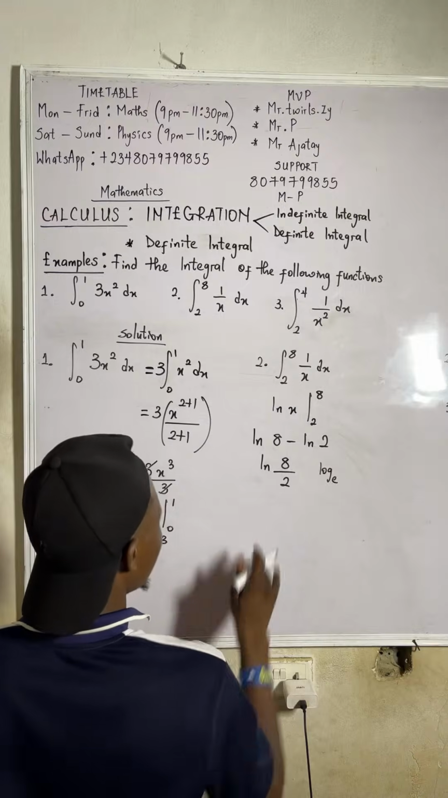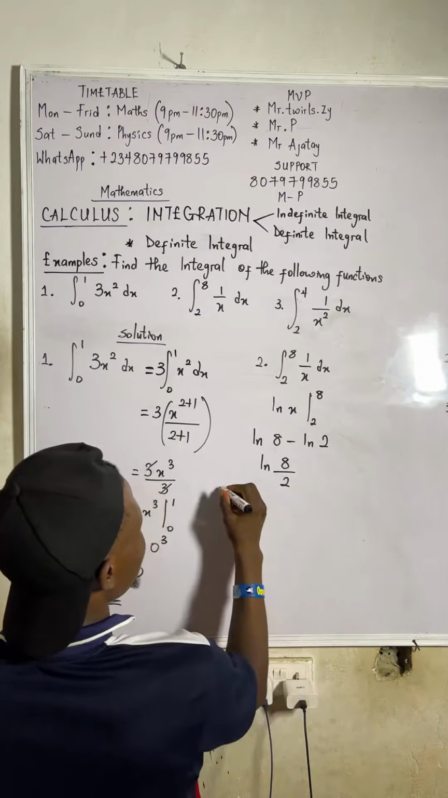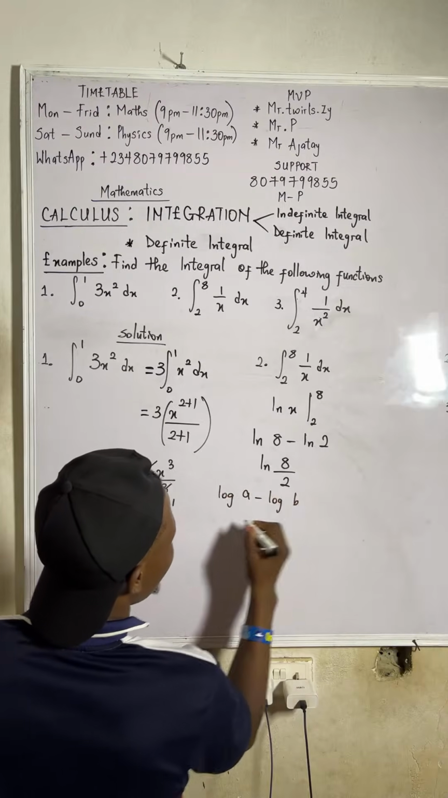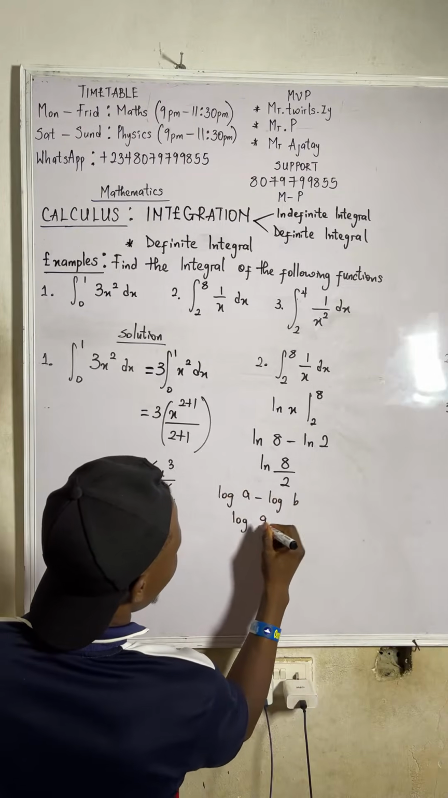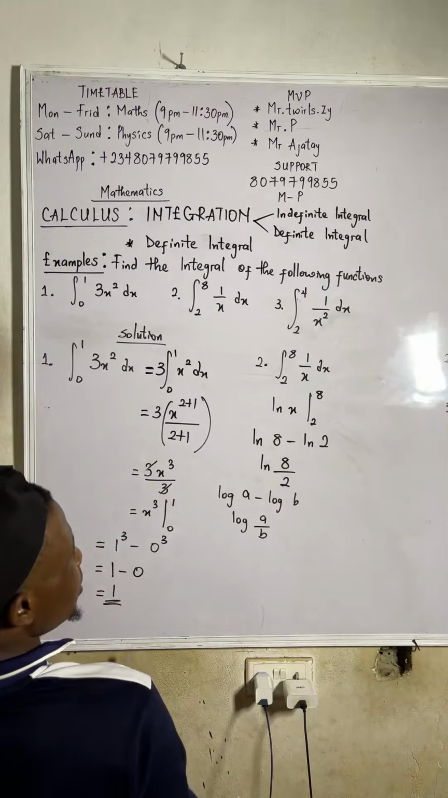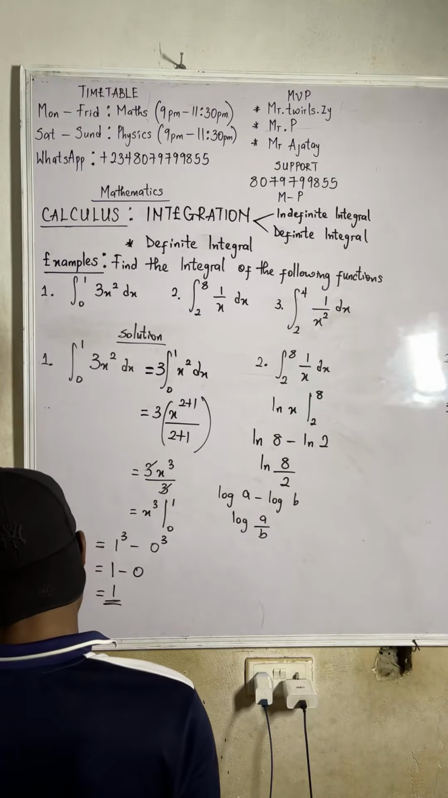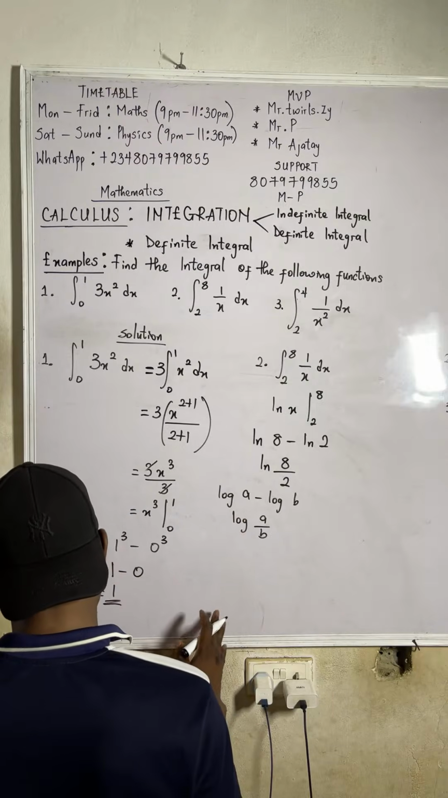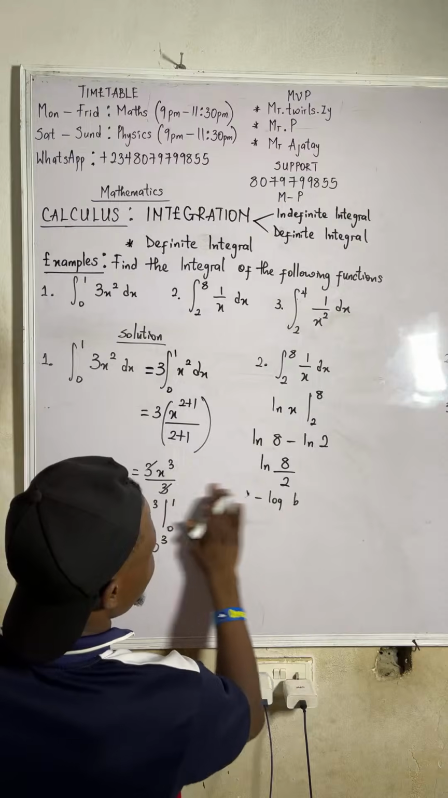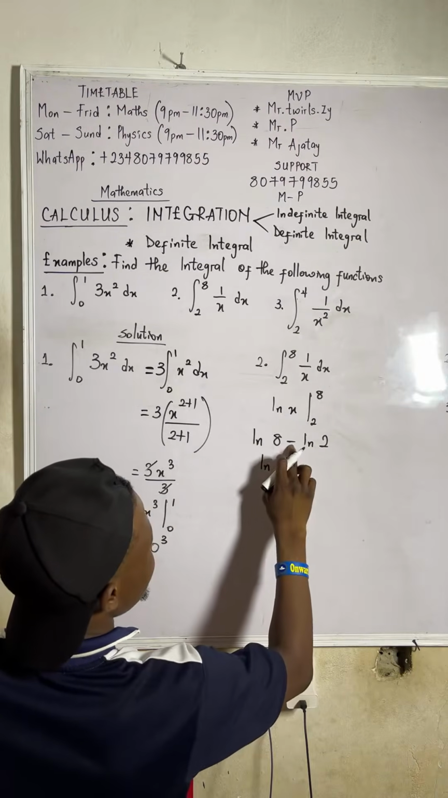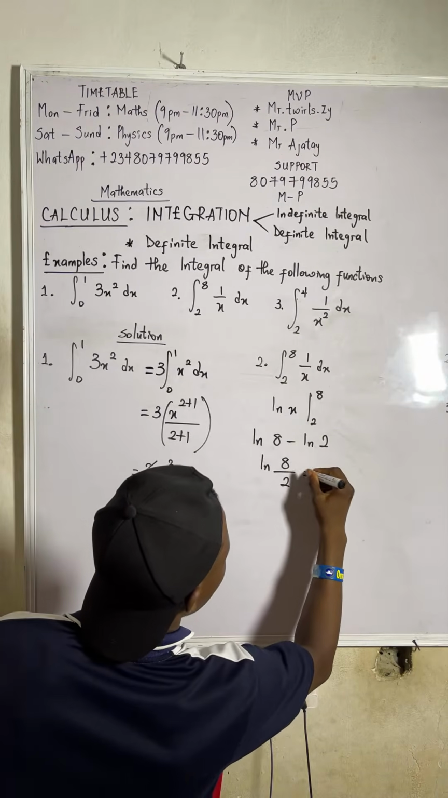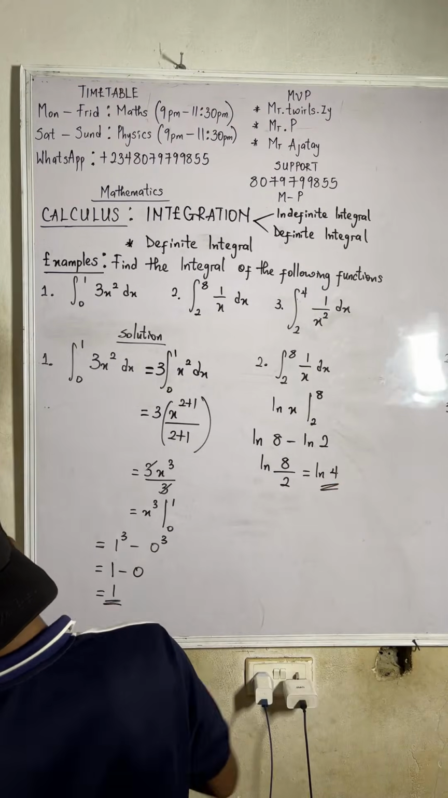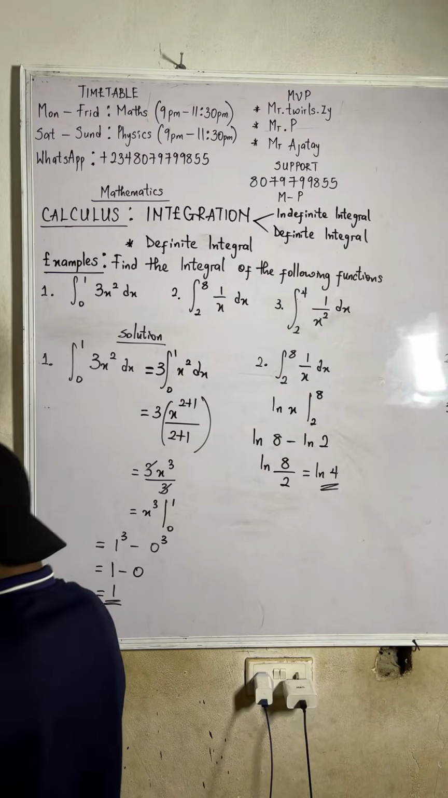Yes, ln is the same thing. According to logarithm rules, when you have log a minus log b, it gives you log a over b. When it is minus, it becomes division. Are you guys following? So that will be ln 8 over 2. What will be our final answer? Our final answer will be ln 4. And that's the final answer.